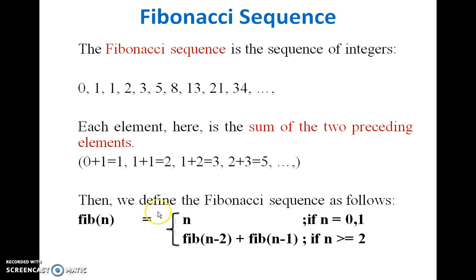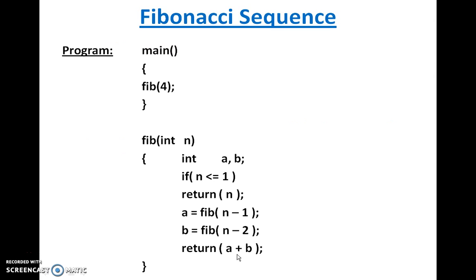In general, the formula for Fibonacci of n is: if n's value is 0 or 1, it is equal to n. If n's value is greater than or equal to 2, it is defined as Fibonacci of n minus 2 plus Fibonacci of n minus 1. So here we are calling the same function to get the solution.